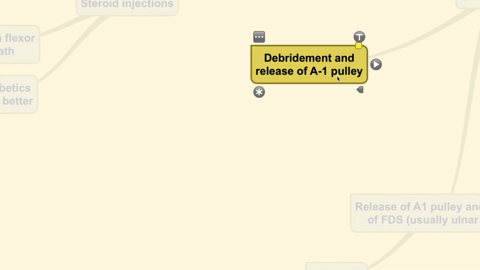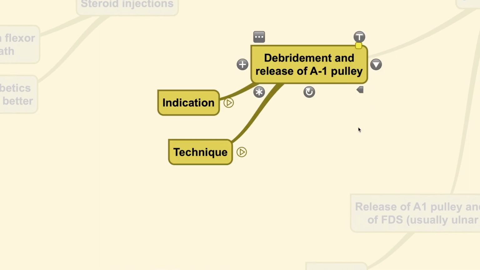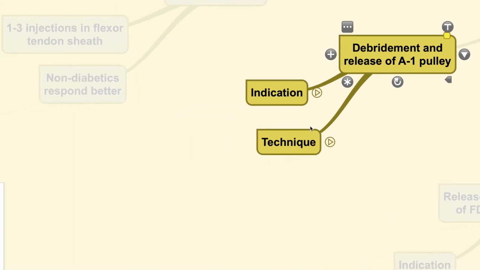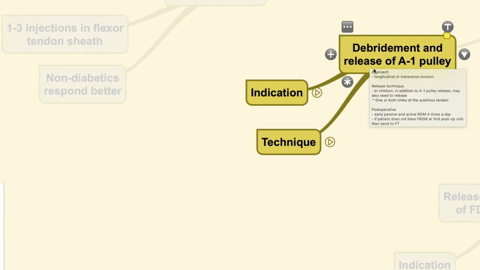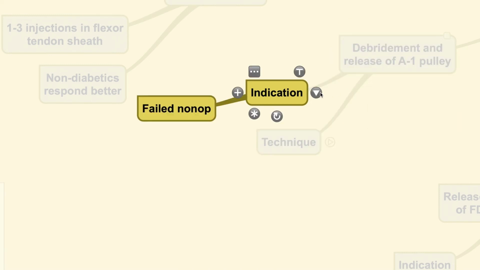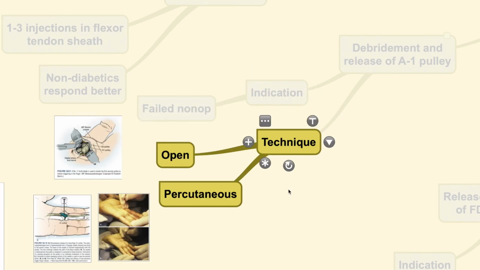Although frequent release of the A1 pulley is not indicated, some authors prefer to do it primarily. The more commonly used technique is only the release of A1 pulley without any release of the FDS slip. The indication is of course done in cases where non-operative treatment has failed, and the technique includes an open or percutaneous type.